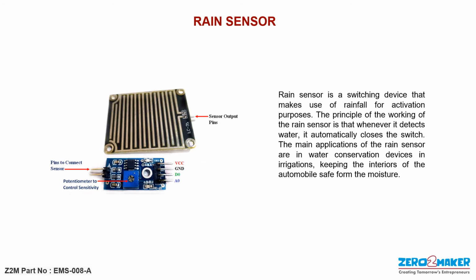Rainwater sensor is a switch device that makes use of rainfall for activating purpose. The principle of working is that whenever rainwater is detected, the switch is automatically closed.